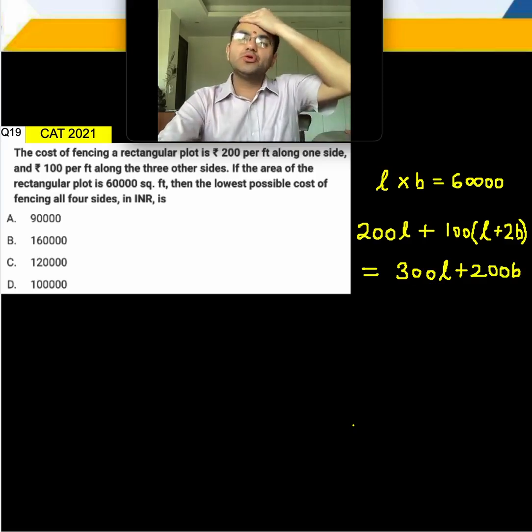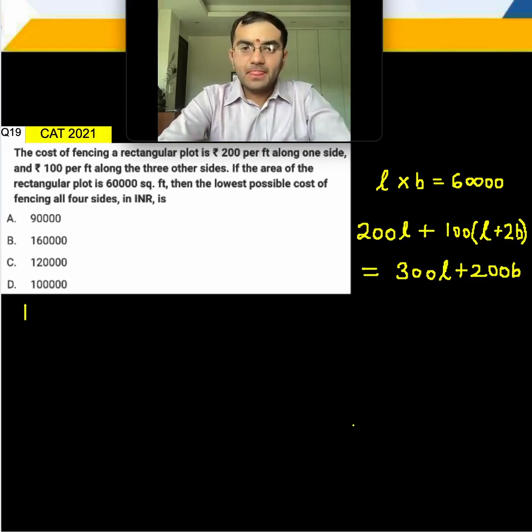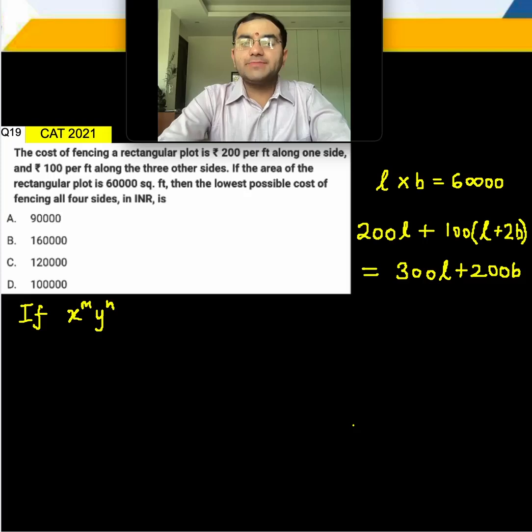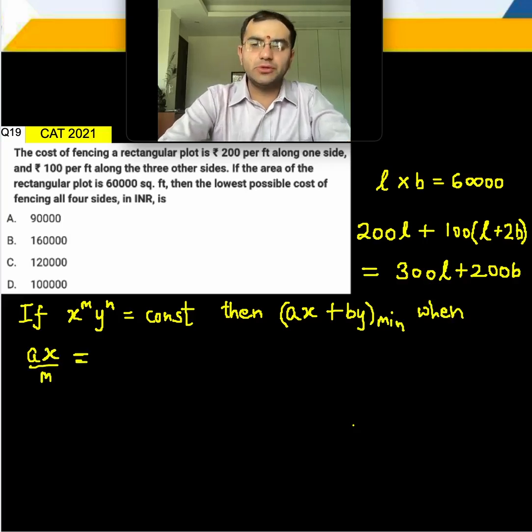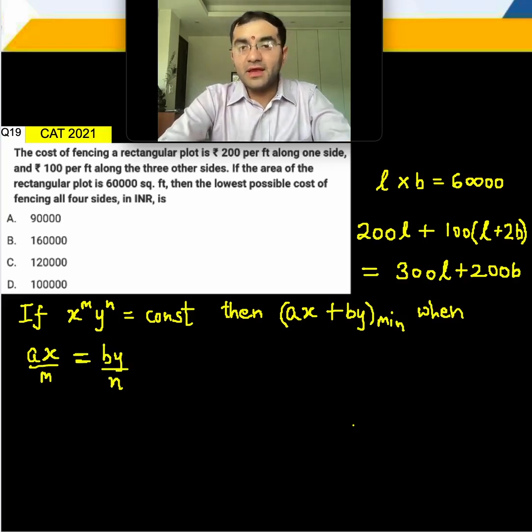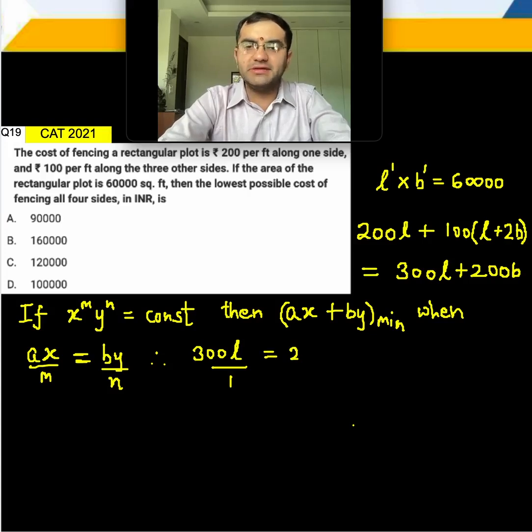Okay? There's a certain rule that is taught in AM-GM, which says that if x power m y power n is constant, that is, the product is constant, and you can see here the product of terms is constant, then for a combination of sums, basically ax plus by, the minimum value occurs when ax upon m is equal to by upon n, which is what I'm going to use over here. X and y are like L and B over here. The powers m and n are actually 1. Okay? So therefore 300 L divided by 1, L's power is 1, is equal to 200 B divided by 1, B's power is 1, so 3L is equal to 2B.